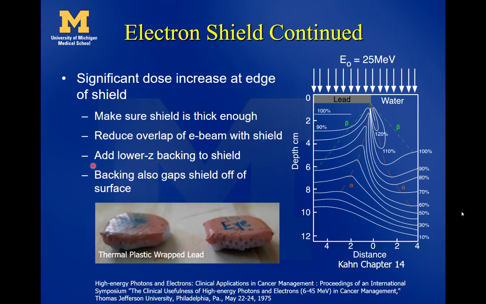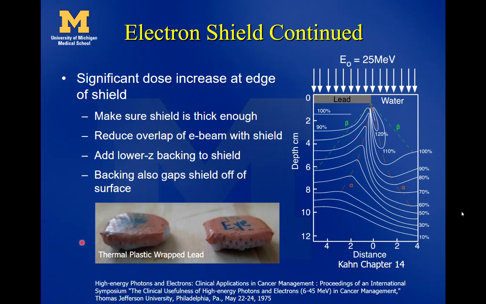And a lot of times what we do is we add lower Z backing to the shield. So here's some eye shields that we made, and they've been wrapped in thermoplastic. The idea being that if there is a tiny dose increase, that dose increase is inside the thermoplastic and not inside the patient's eyes.